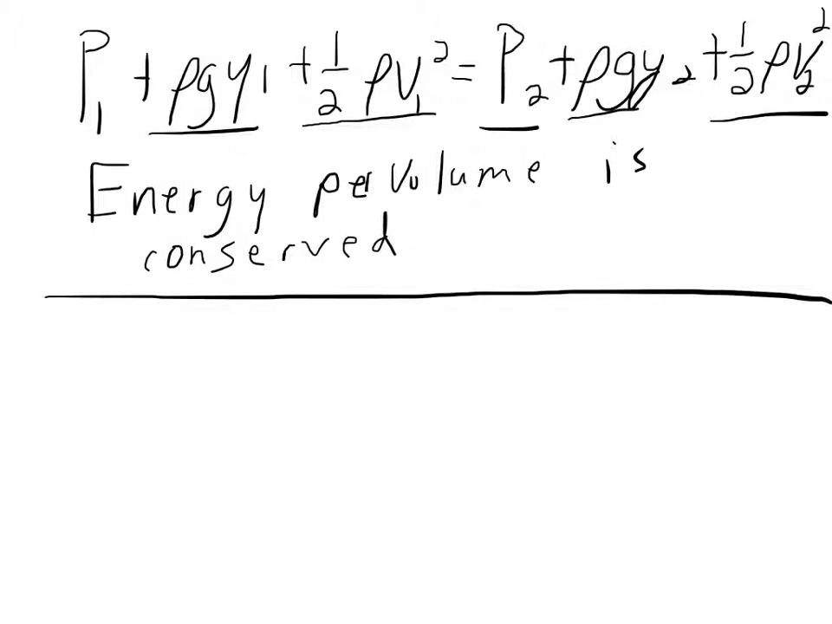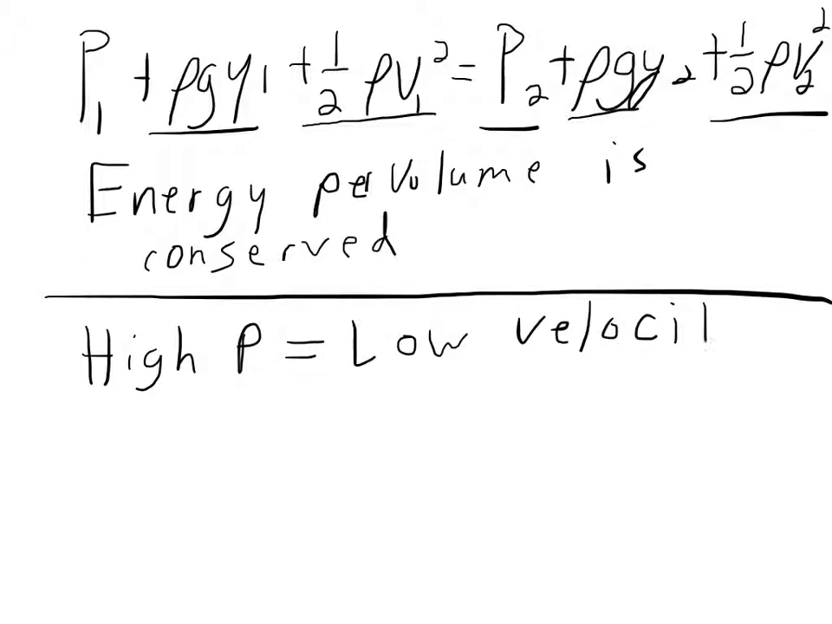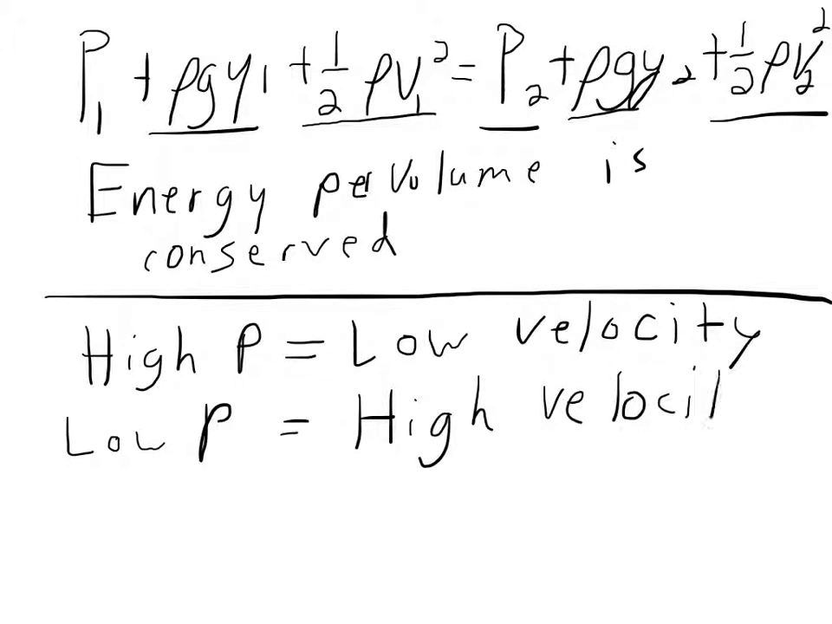The big takeaway of Bernoulli's equation that most people remember above the equation is that high pressure means that you have low velocity, and low pressure is related to high velocity of the fluid. So the faster a fluid is flowing, the lower its pressure. The slower a fluid is flowing, the higher its pressure.